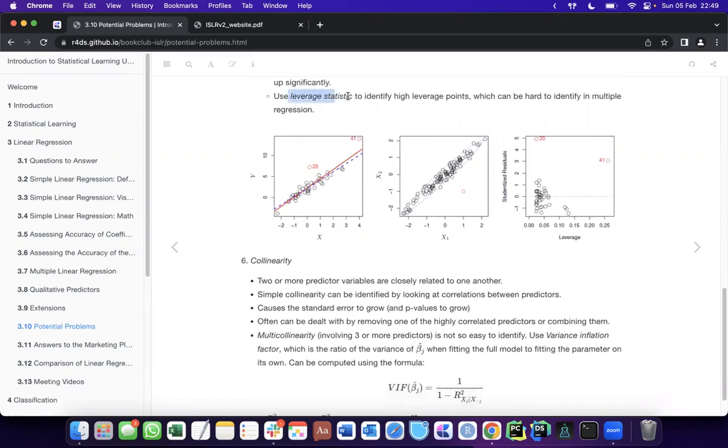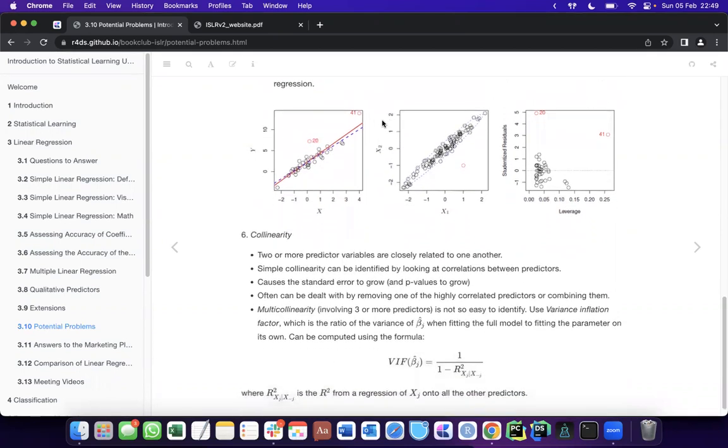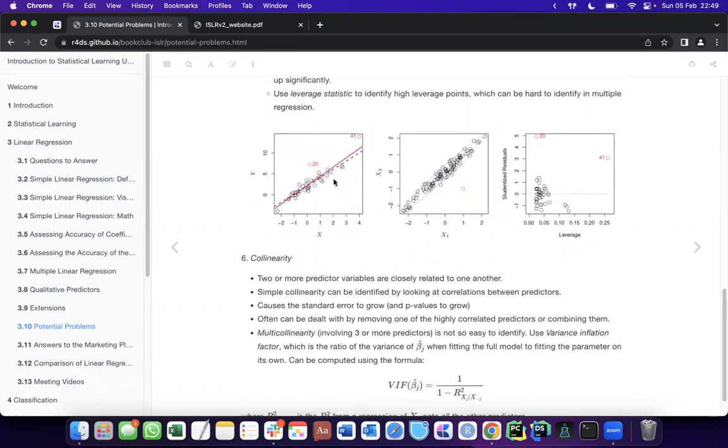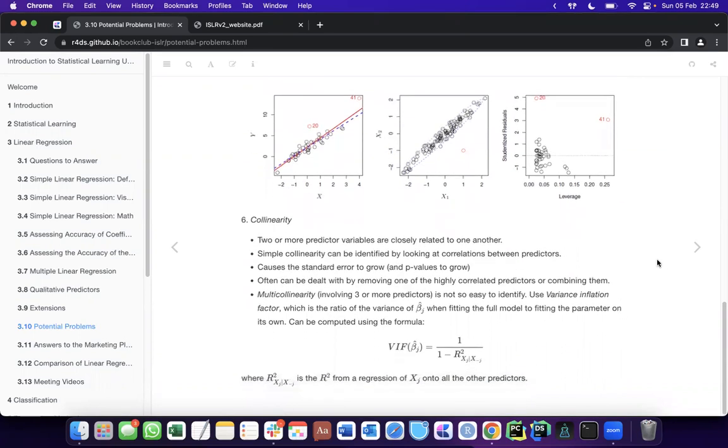And we are encouraged to use our leverage statistic to identify those, because if we have one X and one Y, it might be quite easy, but if we have more than one predictor variable, it might be quite hard. So if we plot leverage against residuals, we can find those high leverage points. And then again, a couple of different ways to deal with them depending on what you're trying to do.